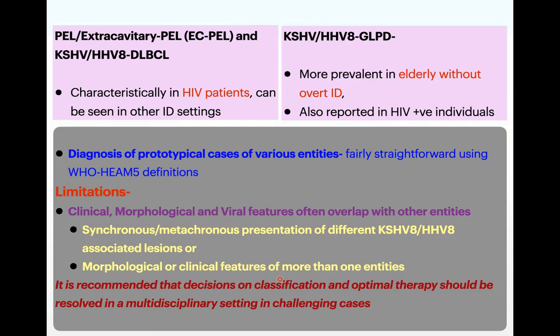What they are trying to say here is, when only one entity is present, it is very easy to classify it according to the criteria which are given. But unfortunately, these entities which are associated with immunodeficiency and viral infections, many times show a lot of clinical, morphological, and viral overlaps. At that time, it is important that rather than sticking to a hard and fast defined classification, you describe them and characterize the therapy and classification based upon the multidisciplinary setting you use in those cases.